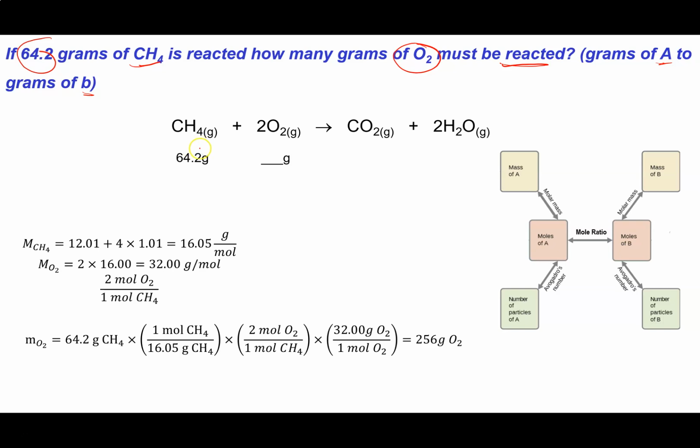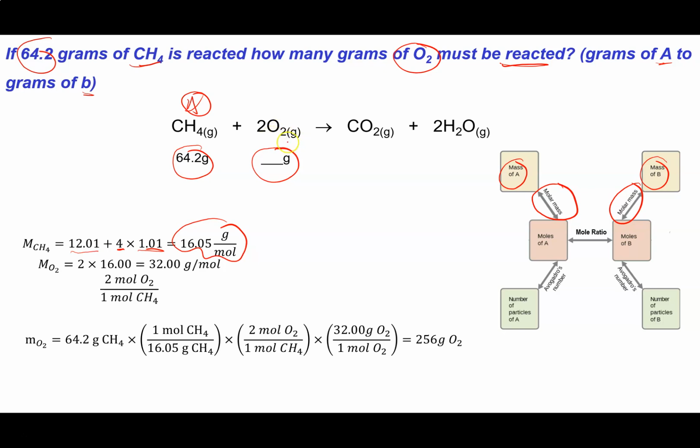All right. So in this case, we've got 64.2 grams of methane, and we want to know how many grams of O2 I need to go with that. What I know is this is a mass of A to mass of B, so I'm going to need molar masses of both of the components. I'm going to need the molar mass of methane, and I'm going to need the molar mass of O2. To get the molar mass of methane, I take the mass of 1 carbon, and then I add to it the mass of 4 hydrogen atoms. So there's my molar mass of my methane. So I got my molar mass of my first guy. This is my A, what I'm starting with.